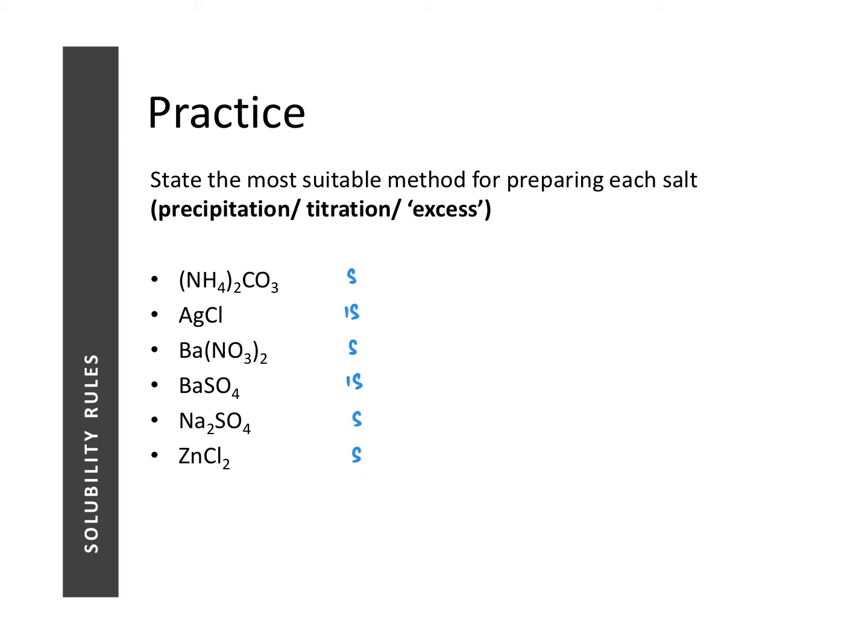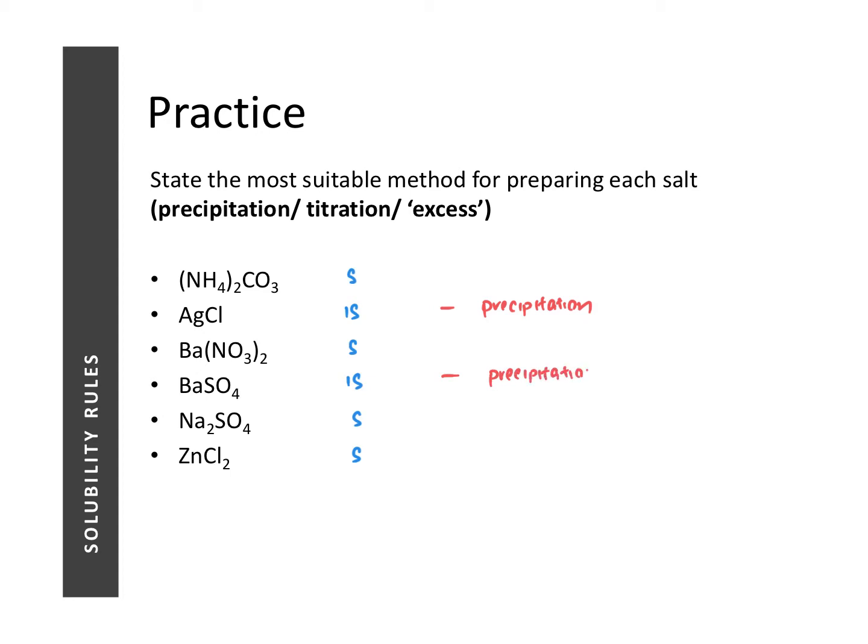Okay, so the easiest for us to write down first is that any insoluble salt, we need to use precipitation method. So silver chloride, we need to use precipitation. Barium sulfate, we need to use precipitation.